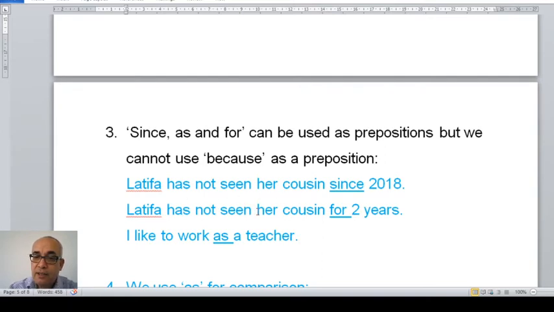Latifa hasn't seen her cousin for 2 years. Again, for is a preposition. It has 2 nouns after it, 2 and years. I like to work as a teacher. Again, as is a preposition, and a teacher is a noun. So since, for, as are used as prepositions, but we cannot use because as a preposition.